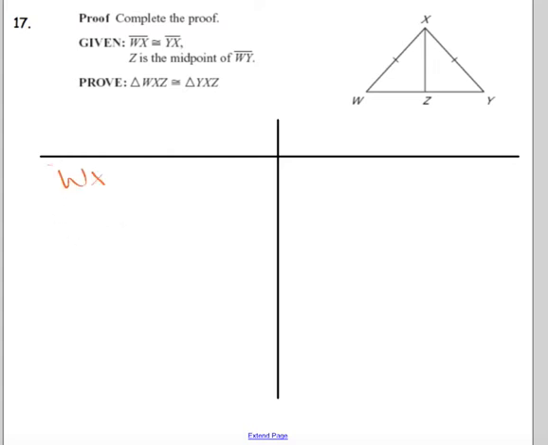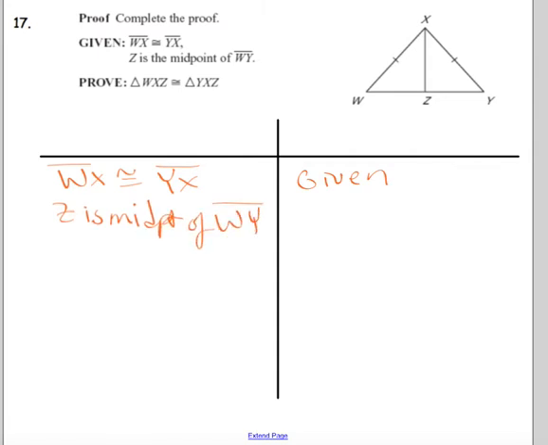I'm going to start by filling in some of my given here. WX is congruent to YX. That was given. Make sure it's marked. Yep, it's marked. We are also given that Z is the midpoint of WY. Given again. Sorry for the bad handwriting on midpoint there.